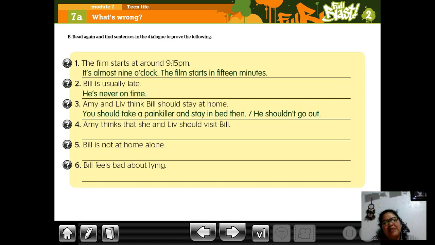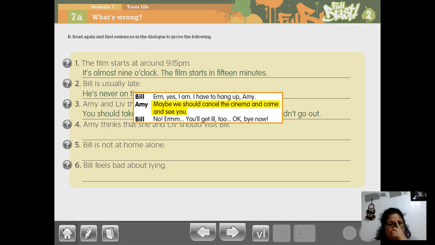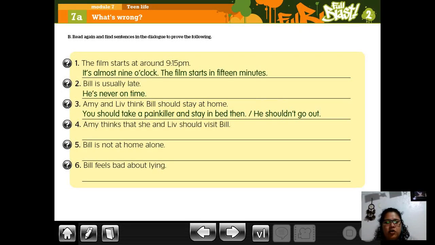Number 4, Amy thinks that she and Liv should visit Bill. That was the plan. If we go back to the text, it says, maybe we should cancel the cinema and come and see you. Okay? Como buenos amigos querían ir a verlo hasta que descubrieron que mentía.